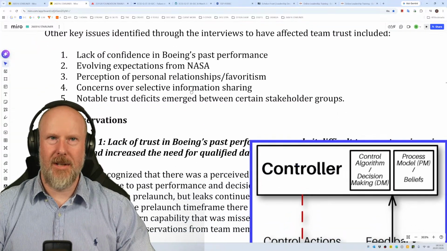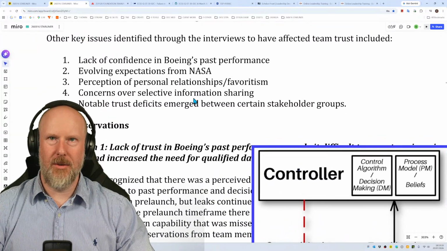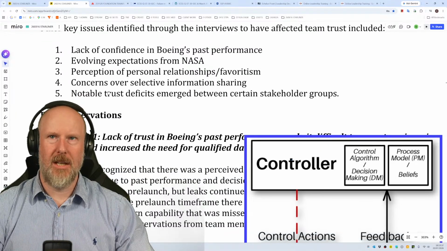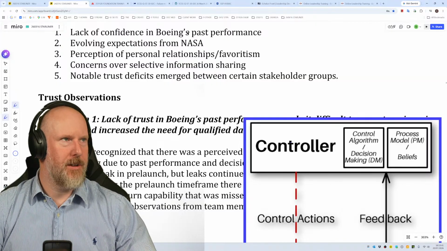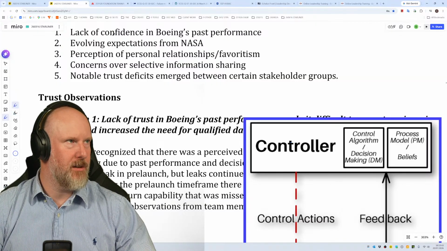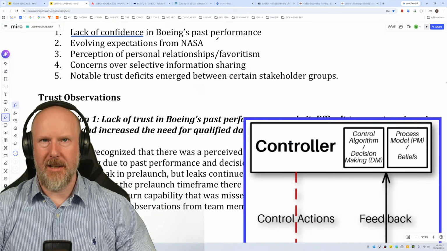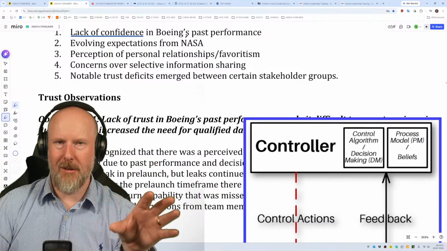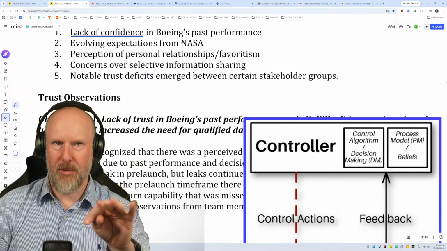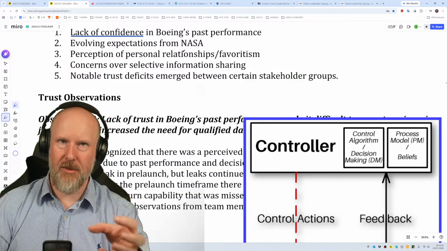Other key issues identified through the interviews to have affected team trust included lack of confidence in Boeing's past performance. Okay, that's interesting. I mean, is that Boeing as in the part of Boeing that's involved in this space program or space programs in general?